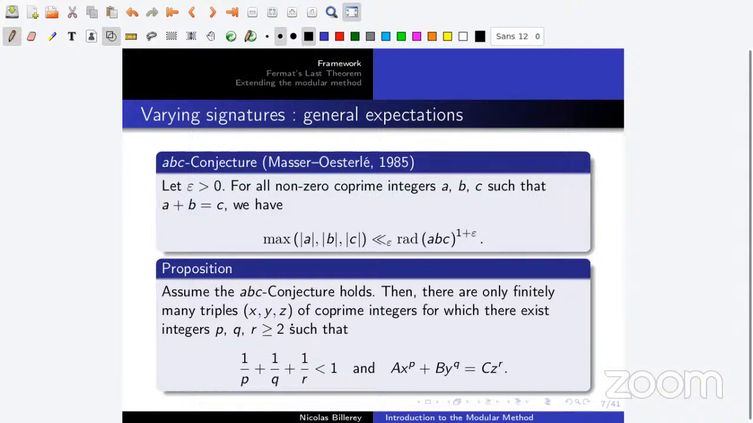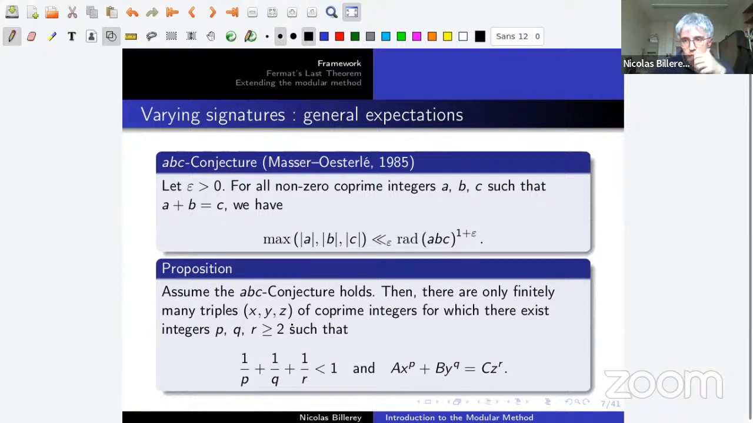Right. And maybe one last question. Instead of elliptic curves, typically when you look at the generalized Fermat equation, you get Q-curves, right? Sometimes, yes, you get Q-curves. So will you be discussing anything about Q-curves?